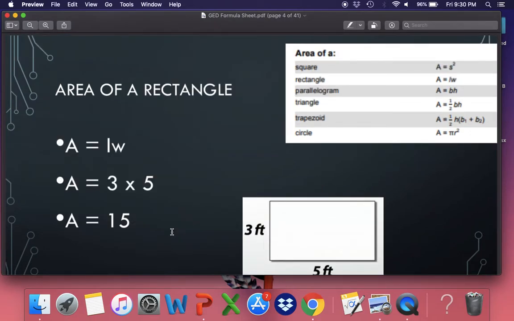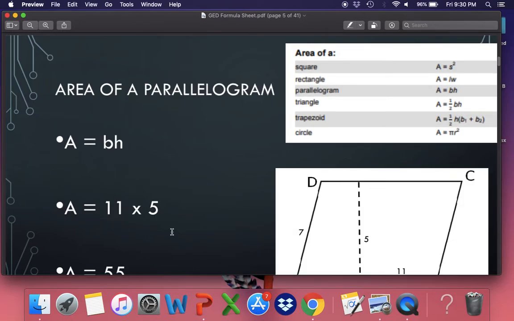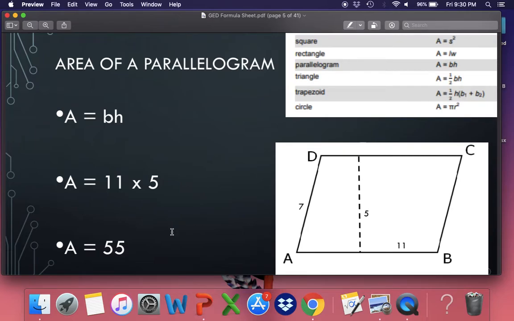Area of the rectangle is length times width. So 3 times 5, which is 15. Area of a parallelogram is base times the height. The base is the bottom. The height is just the distance from the top to the bottom. It is not the slant. So as you see, it's 11 times 5, not 7 times 11. So 11 times 5 will be 55.